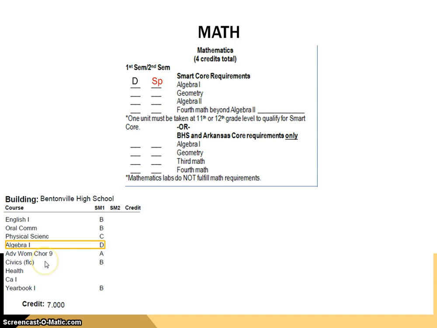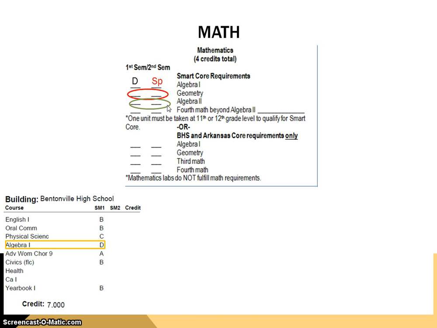If you are in an Algebra 1 lab, that will not be added into the math checklist. You will actually add the lab portion of your algebra class in electives later. For next semester of sophomore year, this student will need to take geometry. If you are SMART core or non-SMART core, you are required to take both Algebra 1 and geometry. The change will come with Algebra 2.